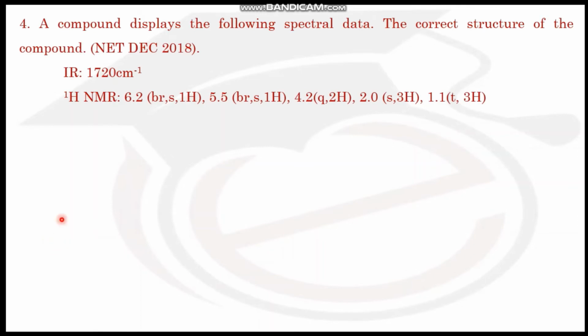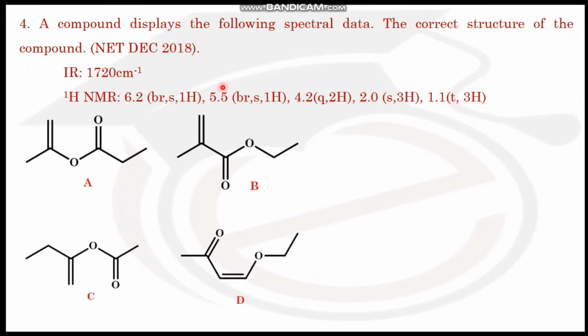Next question. A compound displays the following spectral data; what is the correct structure of the compound? This is a question from NET December 2018. IR peak is 1720 centimeter inverse, and the HNMR is 6.2 broad singlet 1 hydrogen, 5.5 broad singlet 1 hydrogen, 4.2 quintet 2 hydrogen, 2 singlet 3 hydrogen, 1.1 triplet 3 hydrogen. And these are our options.